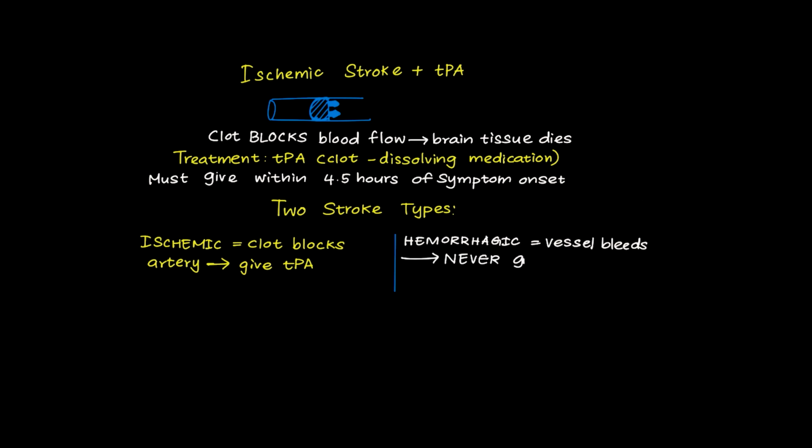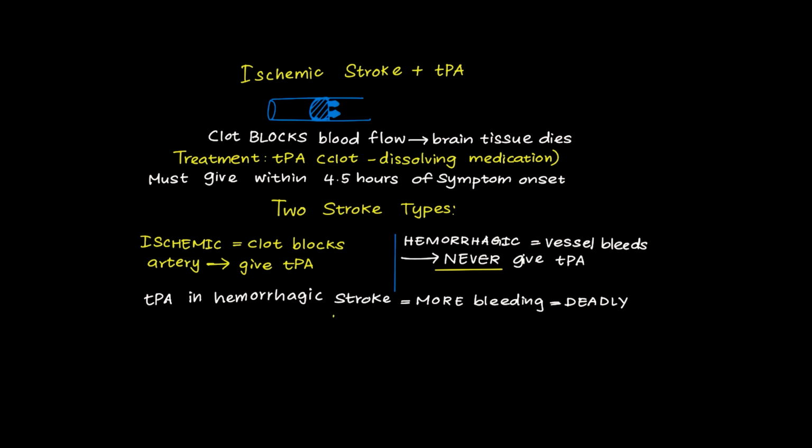The scan in this question shows a clot with no bleeding. That confirms ischemic, and TPA is the right call. Blood pressure management alone isn't the primary emergency treatment for ischemic stroke when the patient qualifies for TPA.